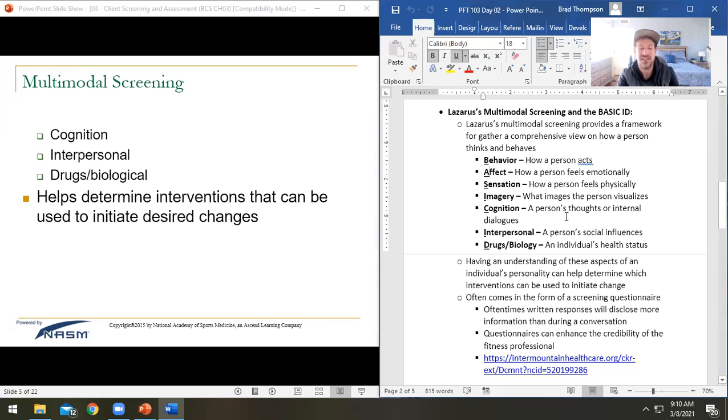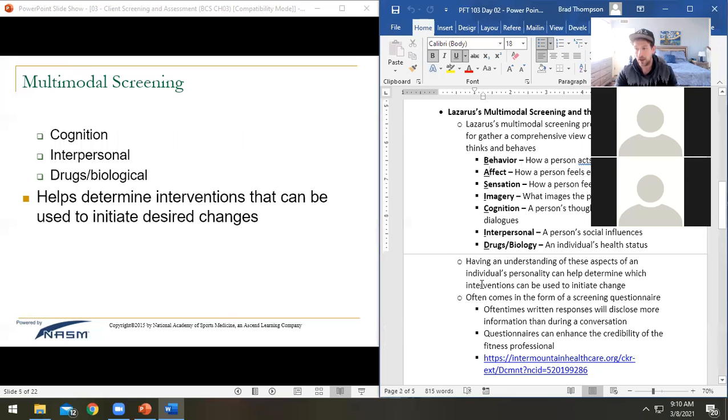The idea here is that, again, this helps determine which interventions can be used to initiate desired changes. So basically, this is going to help us determine what strategies are most effective for us to implement. Here's the thing, I want to give you guys a little bit of insight into my brain here.